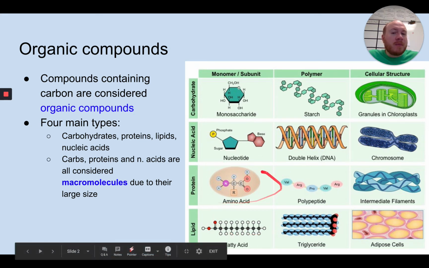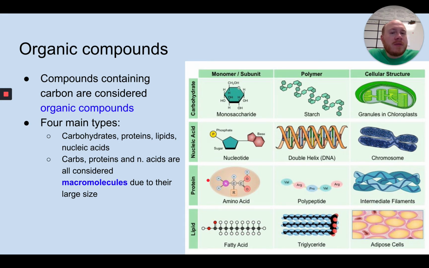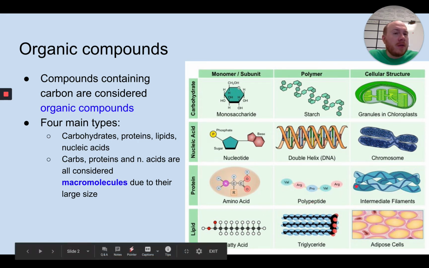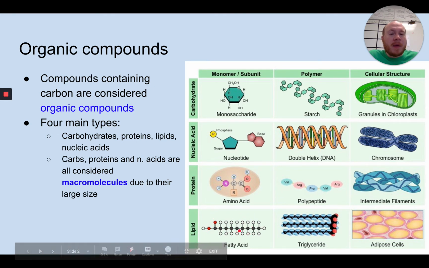Proteins are made up of monomers called amino acids. There's a bunch of different kinds; we'll get to those in our protein video. They make up polypeptides, which are then folded to make proteins. An example might be an intermediate filament. And then finally, fatty acids make up a lipid.